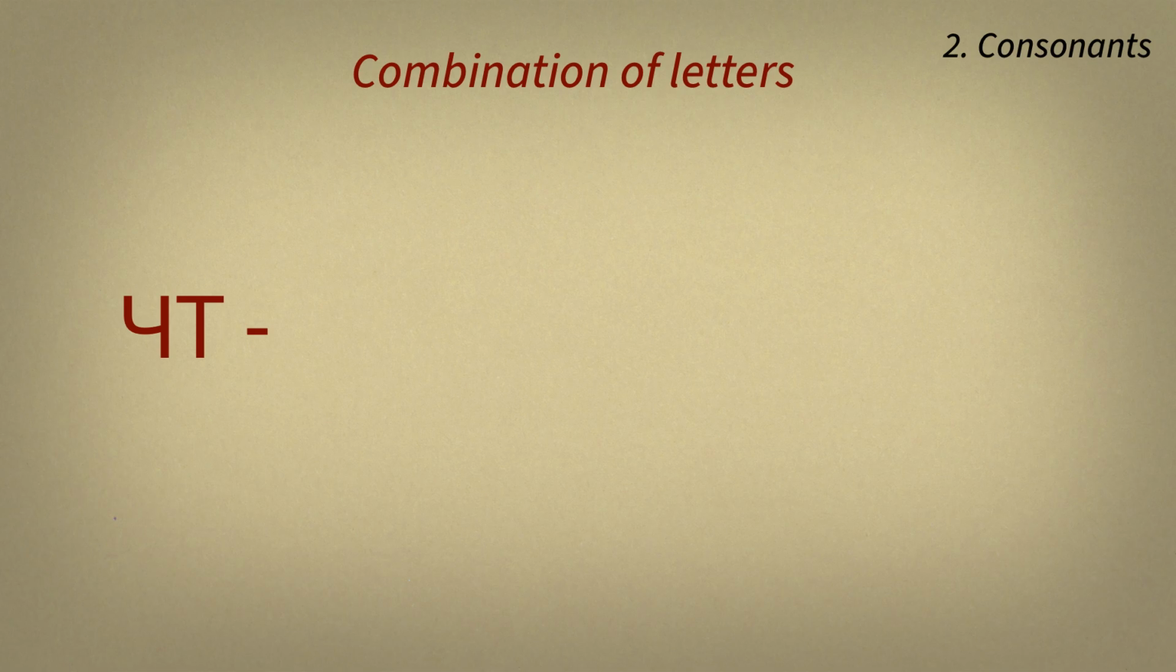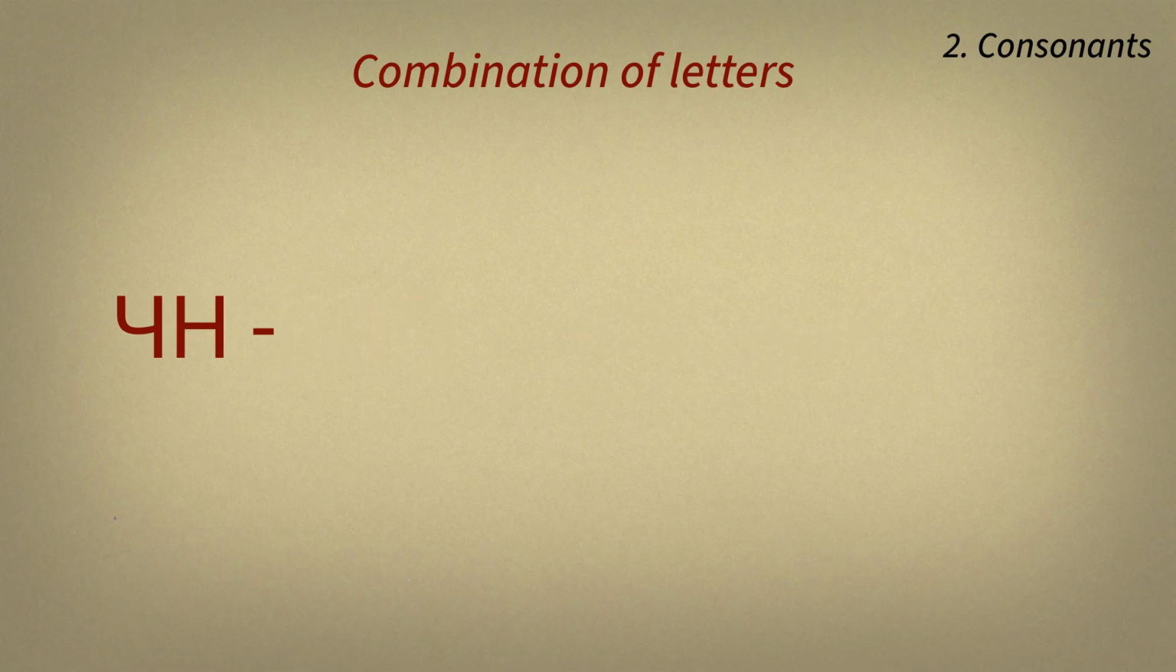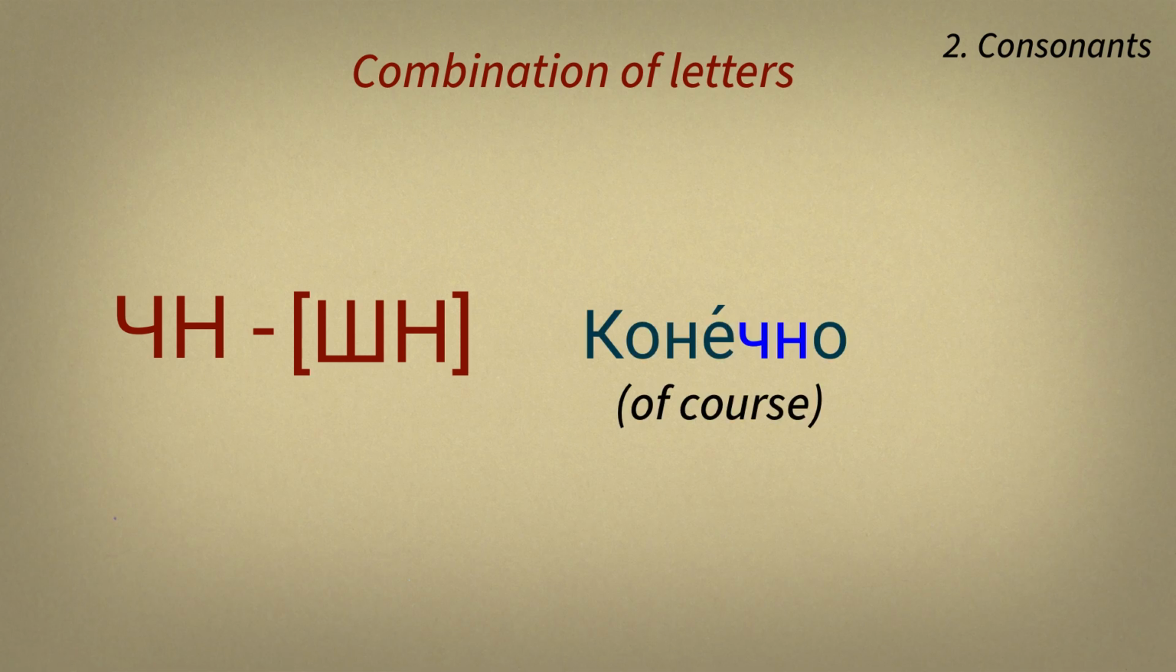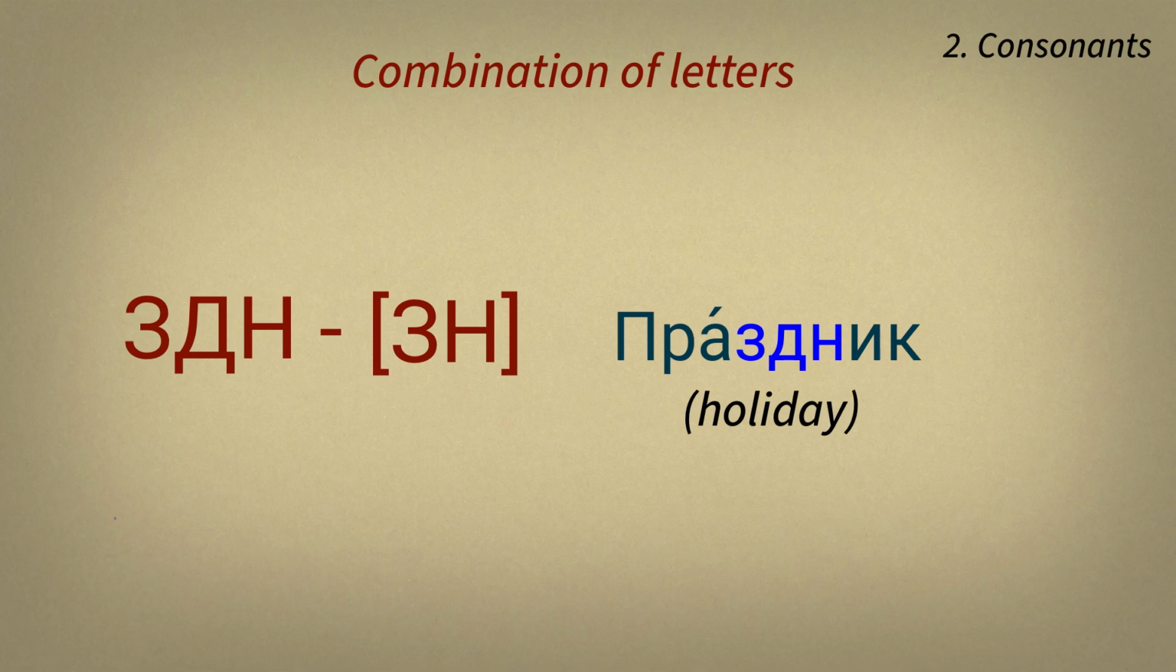One more combination, Ch, T, pronounced as шт. For example, in the word что. Not что, but что. Next combination, Ch and N, pronounced as шн. For example, конечно. Not конечно, but конечно. Combination of three letters Z, D, N, pronounced as zn. For example, праздник. We don't pronounce it as праздник, but праздник.